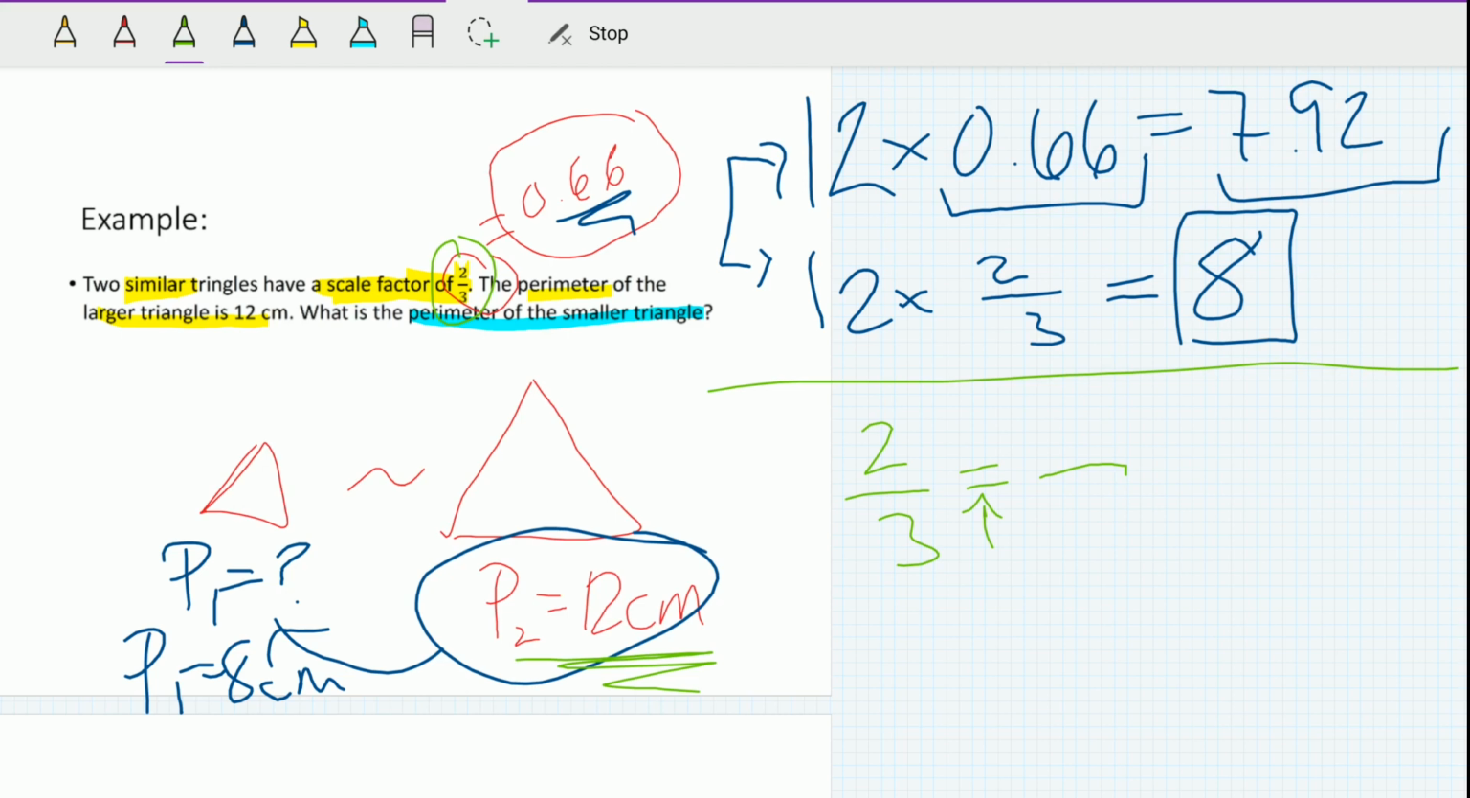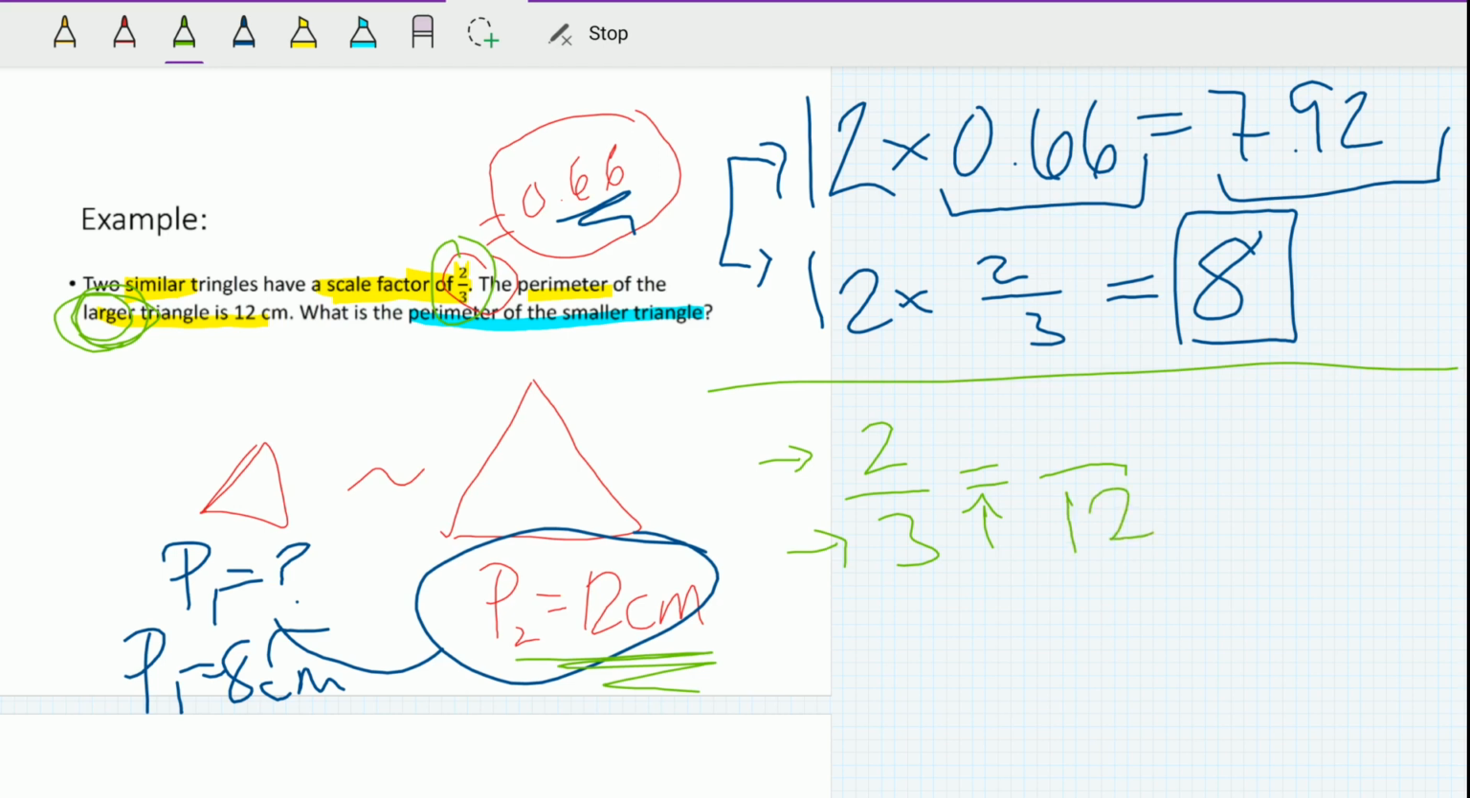But if we read the problem, and that's why it's so important to read the problem, it's given us the larger triangle. So the 12 actually is with the larger triangle. If we see here, the numbers 2, comparing that to 3, is obviously smaller. So that means the denominator is the one that takes the place of the larger triangle.